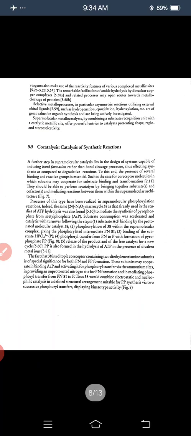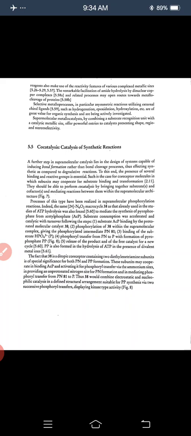Now, catalysis of the synthetic reaction. Supramolecules are used in the synthetic reaction also. A further step, supramolecular catalysis, lies in the design of systems capable of inducing bond formation rather than bond cleavage processes, thus effecting synthetic as compared to degradative reactions.